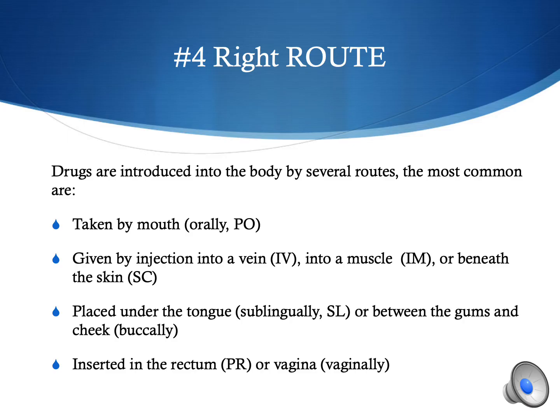Number 4, the right route. Drugs can be introduced into the body by several different routes, the most common being taken by mouth, orally, PO, given by injection into a vein, IV, into a muscle, IM, or beneath the skin, SC or sub-Q. It can be placed under the tongue, sublingually, SL, or between the gums and cheek, buccally. It can also be inserted into the rectum, PR, or via the vagina, vaginally.